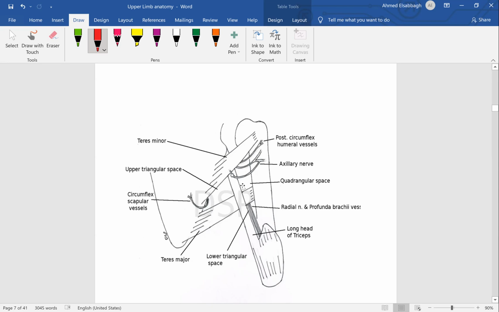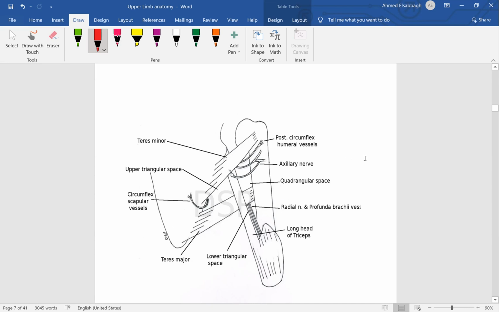Okay, this quadrangular space from the picture: superiorly teres minor, laterally humerus, medially long head of triceps, inferiorly teres major. I think very easy. Upper triangular: superiorly teres minor, inferiorly teres major, laterally long head of triceps. Excellent. The lower triangular: superiorly teres major, laterally humerus, medially triceps. Okay, these boundaries are important for part B, not for part A.